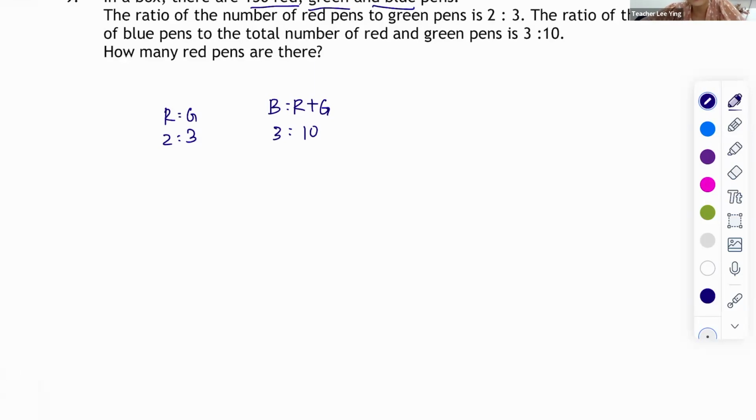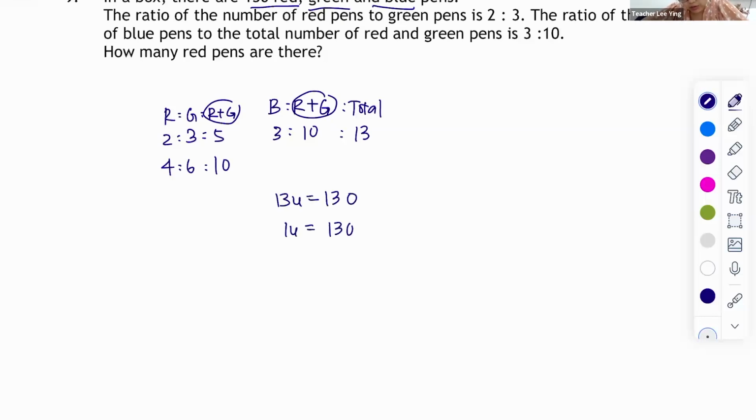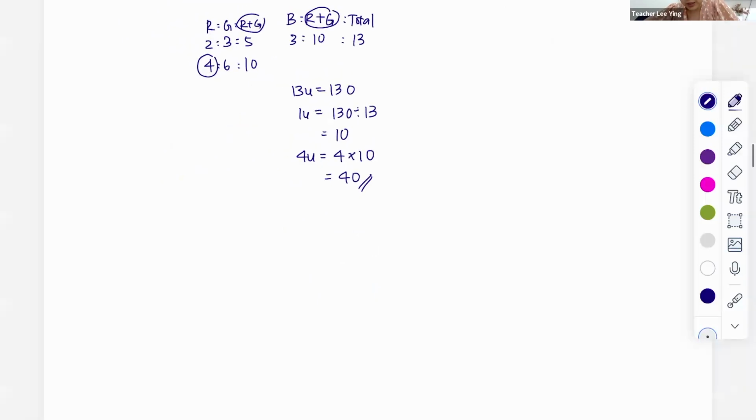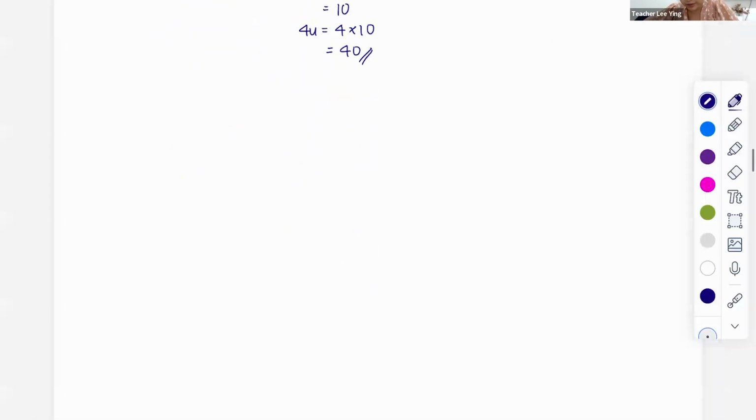We can also work with the 130 and divide it by 13 units first because the total is 13. I'll just do one more step of changing this, because red and green together is 5, and since it's repeated, I will turn it into 10. So 13 units is 130. 1 unit will be 10. How many red pens are there? The red pens is 4 units. So 4 units will be 4 times 10, which is 40. And the answer is there are 40 red pens.